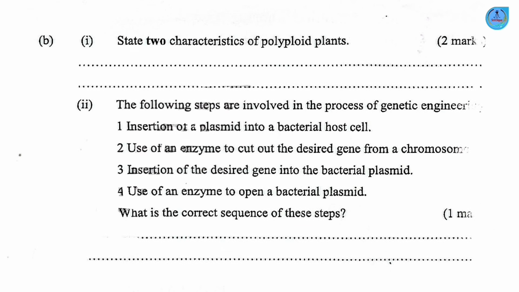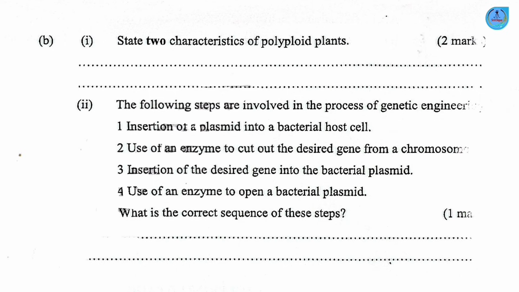B part 1. State 2 characteristics of polyploid plants. They tend to have high yields, resistance to drought, resistance to pests and diseases, early maturity. Yeah, good thing.